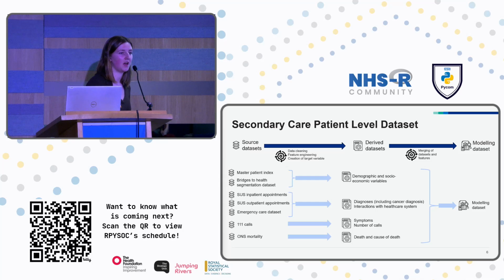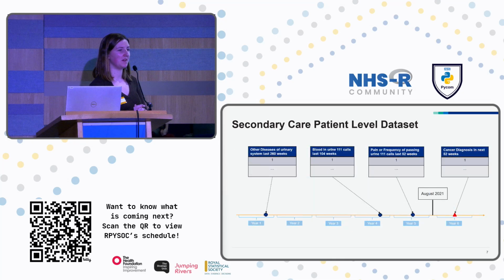We also had access to ONS mortality data, and this was to help with our exclusion criteria. Part of our exclusion criteria is that we exclude individuals that have died before a cutoff date, which I'll explain on the next slide, and also remove individuals that have died after the cutoff date if it's for any other related disease that's not cancer.